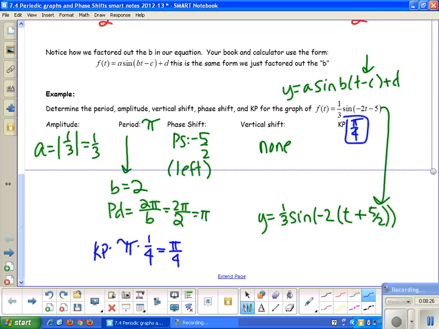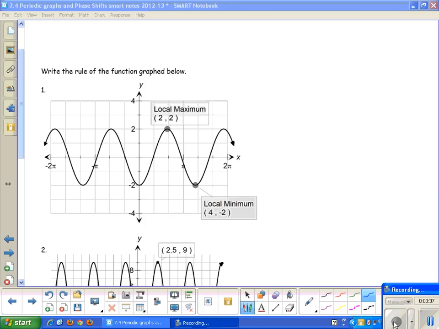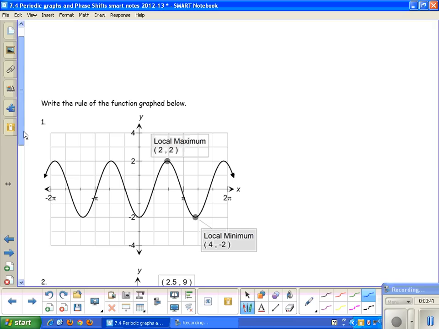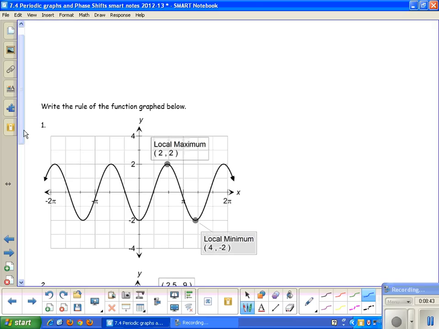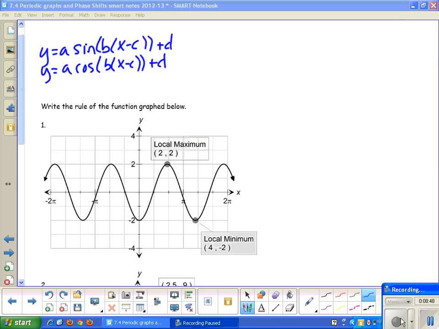So being able to do all of this given an equation is important because this is going to help us graph these equations that we have. So make sure that you can do that. The next thing we're going to do is, given a graph, be able to come up with the rule for the equation. And for this, we're going to challenge ourselves to write both a sine and a cosine graph.